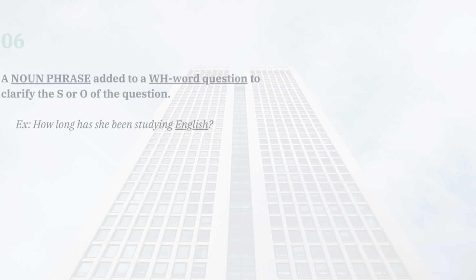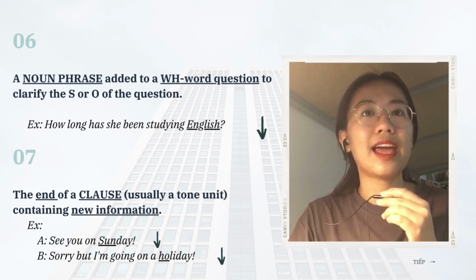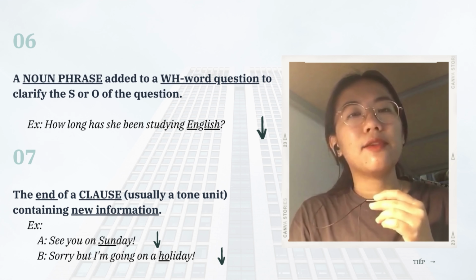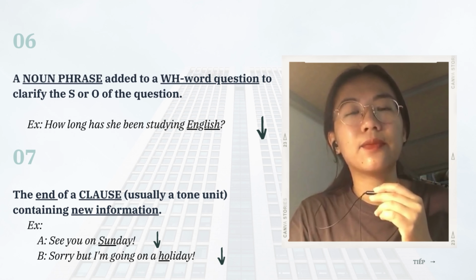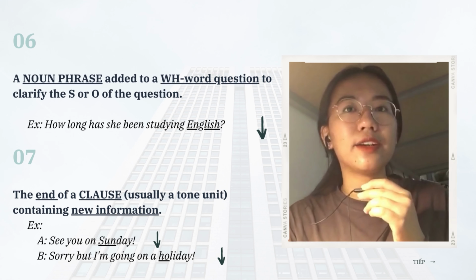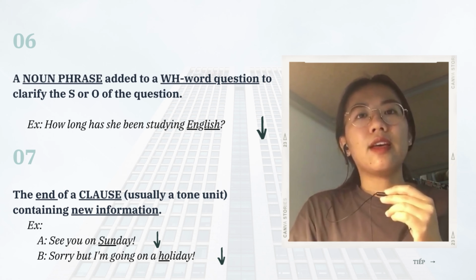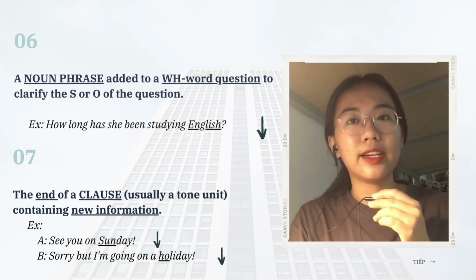Yes, I see. The sixth case is a noun phrase added to a WH question to clarify the subject or the object of the question. For example, how long has he been studying English? And the seventh one is the end of a clause, usually a tone unit containing new information. For example, see you on Sunday. Sorry, but I'm going on a holiday.